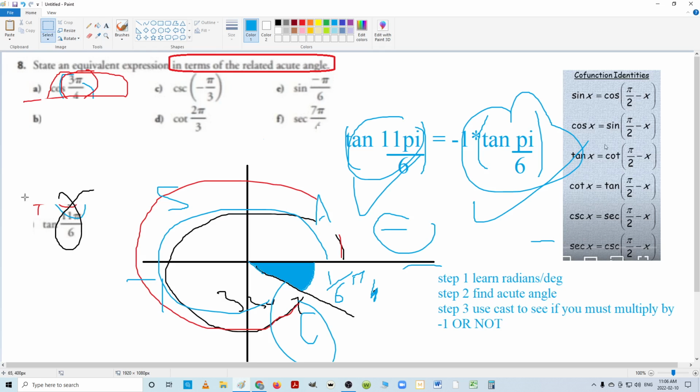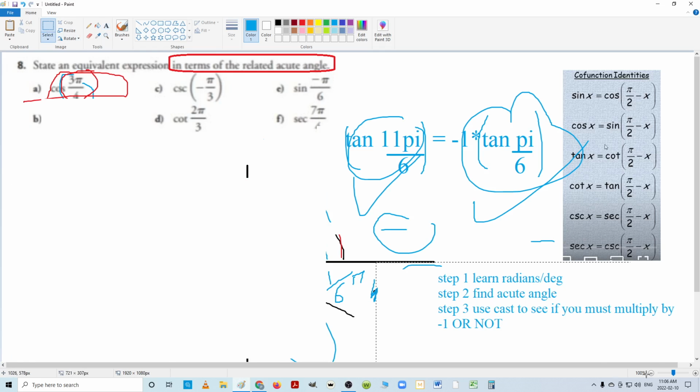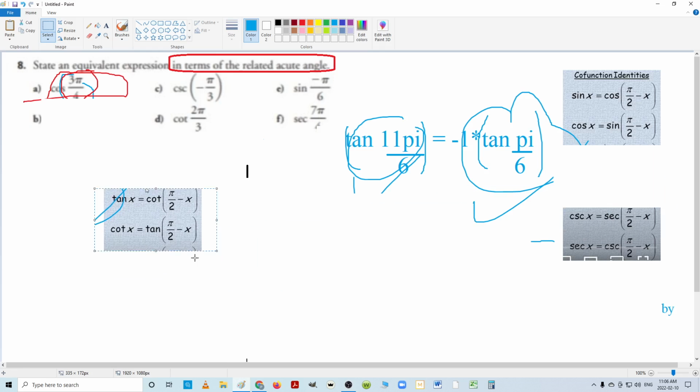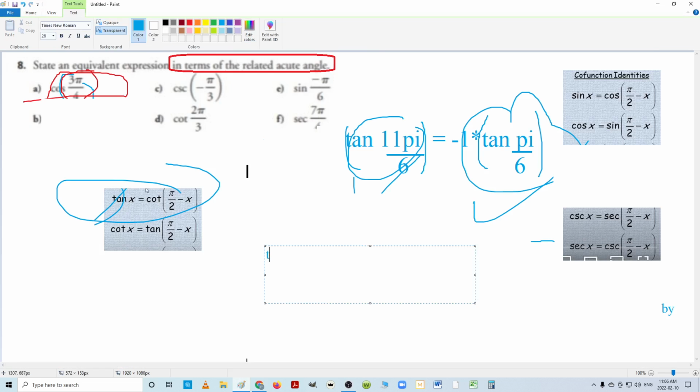What about an alternative equivalent? Well, if I look at my alternatives here, I can see that tan is equal to cotangent of that. So I know my tan. Let's take my acute angle. So we're going to take tan of pi over 6. But remember that we're multiplying it by -1.